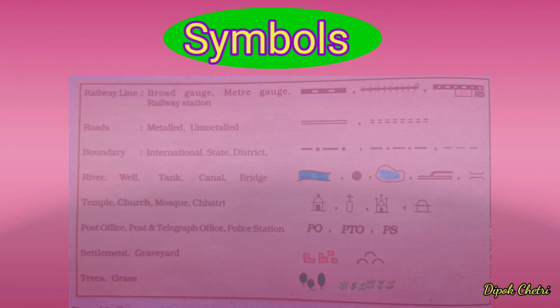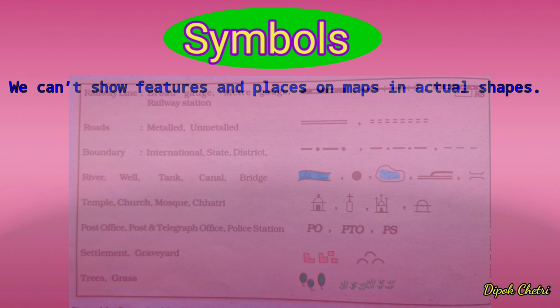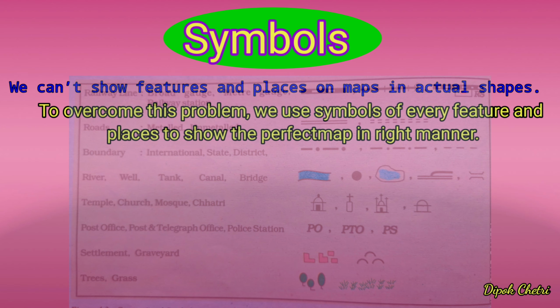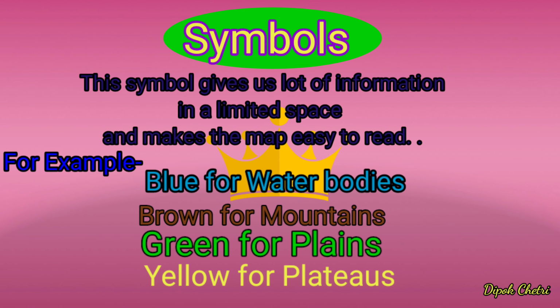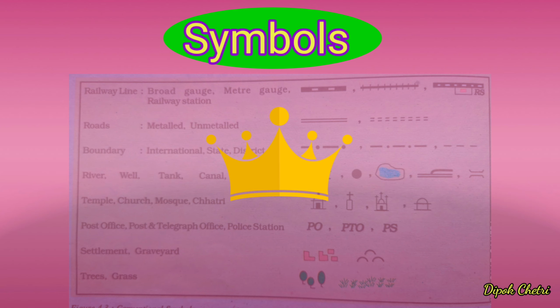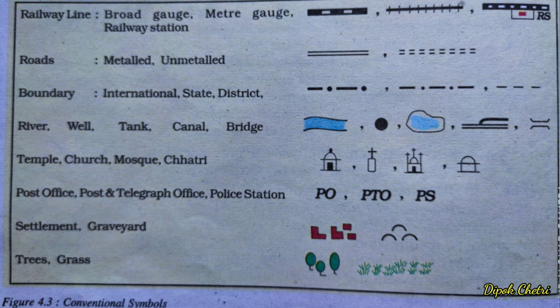Symbols. This is the third important component of a map. We cannot show features and places on maps in their actual shapes. To overcome this problem, we use symbols for every feature and place to show the map in the right manner. Symbols give us a lot of information in a limited space and make the map easy to read. Symbols used in maps can't be different in any region. There are conventional symbols used by everyone which are decided with an international agreement. You can see some examples of symbols of maps.